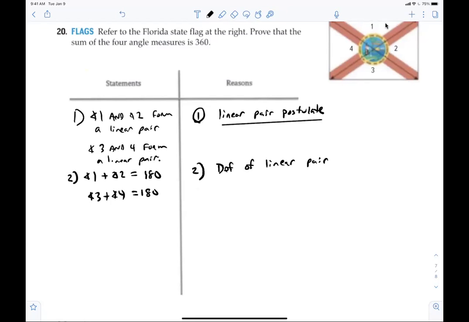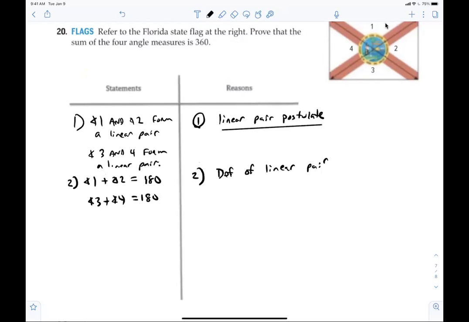All right, so now what? Angle 1 plus angle 2 equals angle 3 plus angle... Nope. That's true, what you said. James? Angle 1 plus angle 2 plus angle 3 plus angle 4 equals 360. Yay, there you go. You see that, right? So we would just say angle 1 plus angle 2 plus angle 3 plus angle 4 equals 360. And we just say that's what? Addition property of equality.